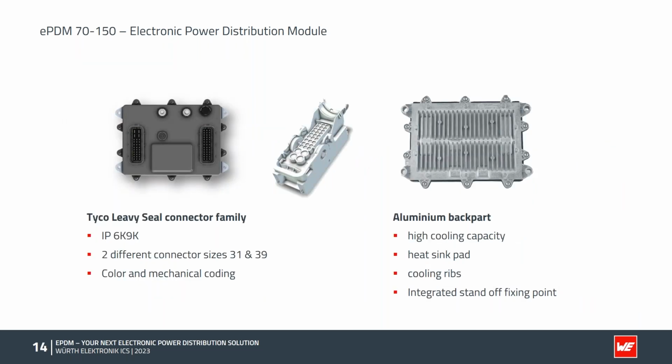If we speak a little about the mechanical aspect of the ePDM, we are using a Tyco Leviton-Steel connector family. We have 2 different connectors, a 31-way and a 39-way, offering 70 pins in total. And those connectors are color and mechanically coded. The back part is made of aluminum, playing the role of heatsink. With ripples, it allows us to manage the high amount of power we can dissipate in the module.